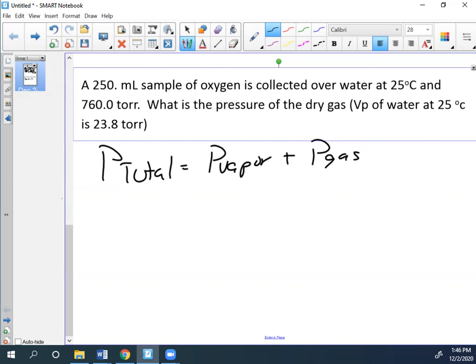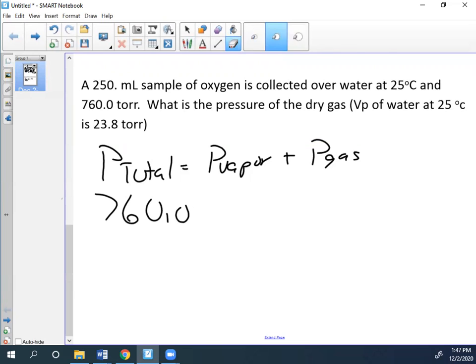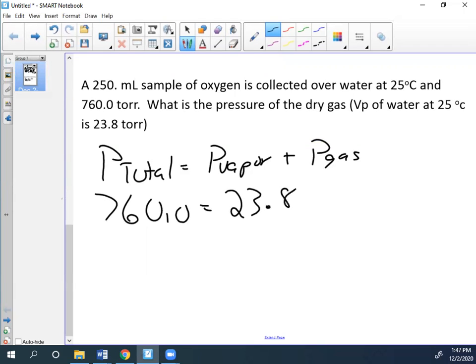Do I know the total pressure? 760 torr. Why is it 23.8? Because, as Justin said a while ago, when talking about water vapor, you go consult the chart, okay? If I wouldn't have given that to you, you would have to look up what is the pressure of water vapor at 25 degrees Celsius. Will we get the chart on the test? It'd probably just be something like that, because I'll probably give it to you in the problem. So I know my P vapor is 23.8 plus P gas. What's the answer?